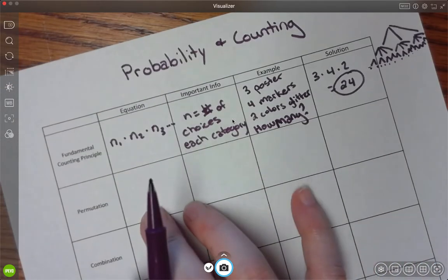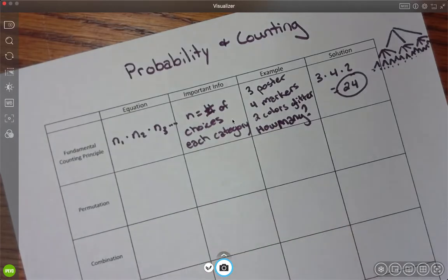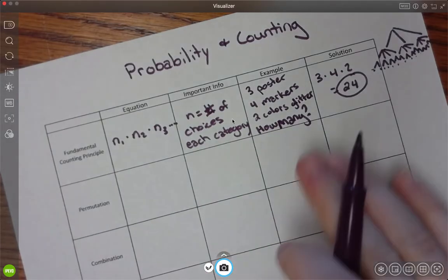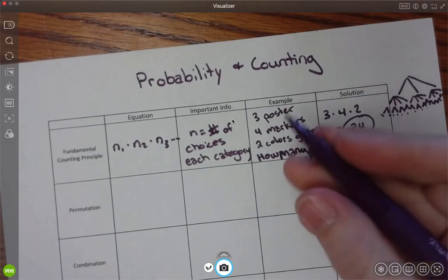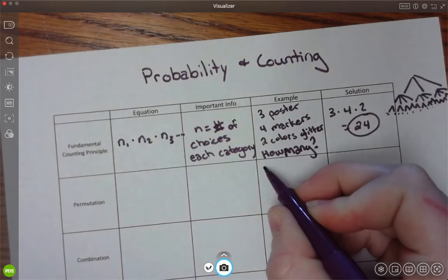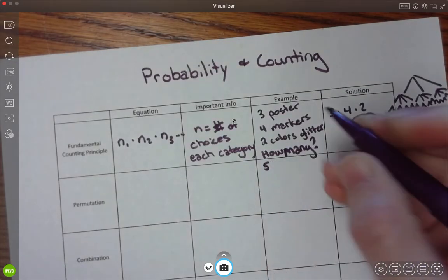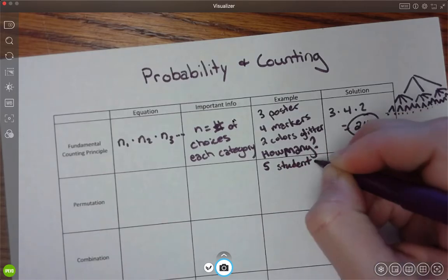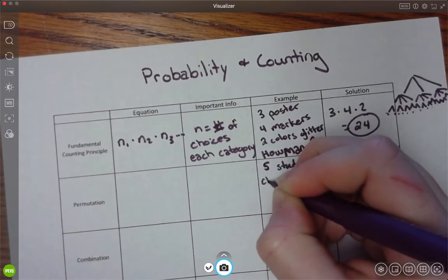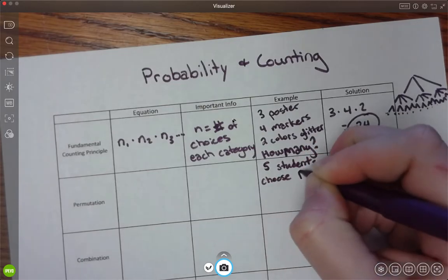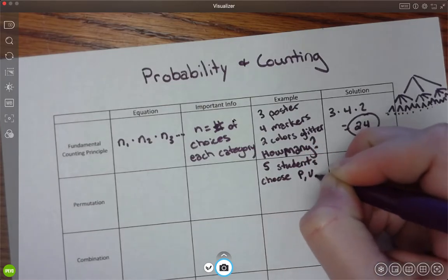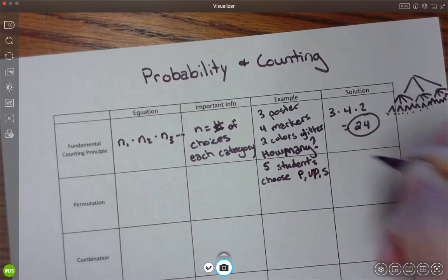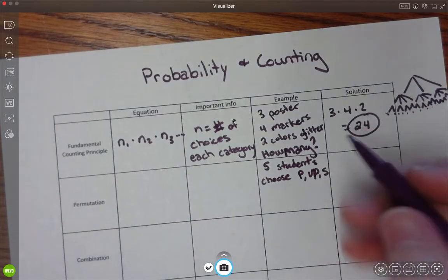All right, so permutations. The most basic permutation is choosing. Let's start off with the example: I have 5 students, and I want to choose a president, vice president, and secretary. How many ways?